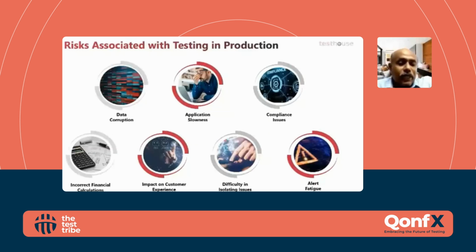And there's also a chance that if you're trying to put too many features into production, it's very difficult to find out what has gone wrong when you're testing. So ideally, you should be testing smaller chunks of capabilities or features. Unless you do that, it becomes very difficult to isolate and find out what is wrong when you're testing in production.